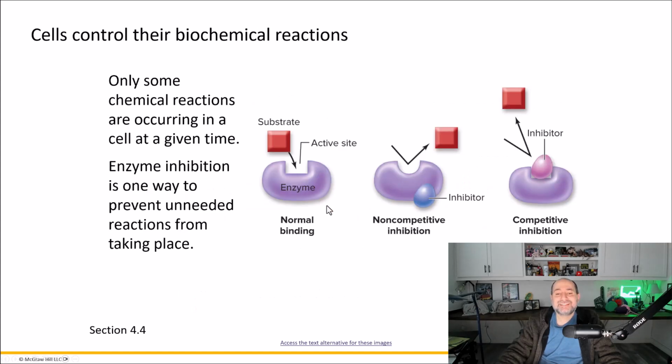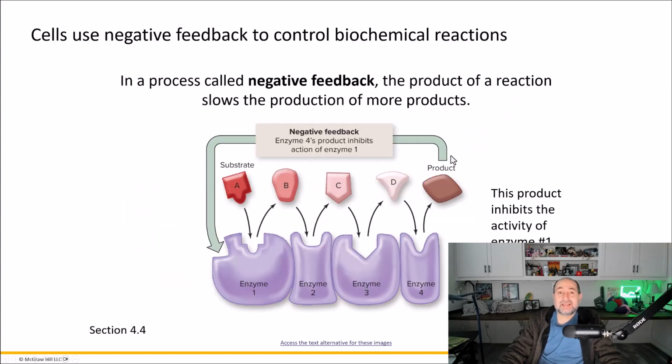Then you should know that inhibitors block enzyme function. You should definitely know that inhibitors block enzyme function. Non-competitive inhibitors bind to somewhere other than the active site and block enzyme function, whereas competitive inhibitors bind to the active site and block enzyme function. You should definitely know about inhibitors. And you should definitely know this one.